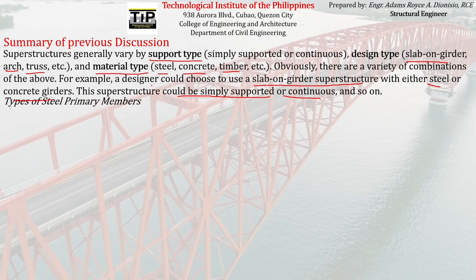Another thing that we have learned from the previous discussion are the different types of steel primary members. Just like what I have mentioned, the type of superstructure is generally dependent on the particular primary member that was used. So the name of the superstructure usually came from the primary member that was used for the construction of the superstructure itself.